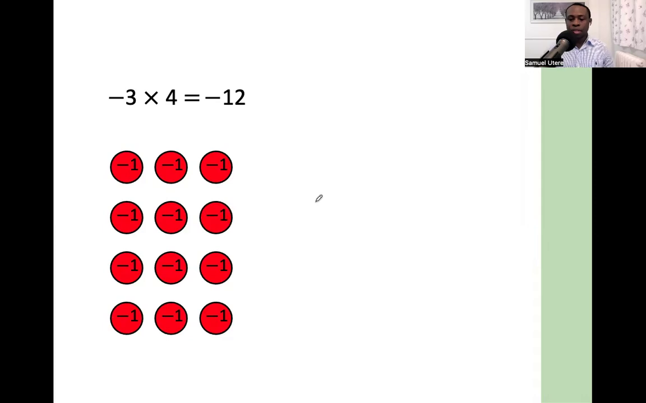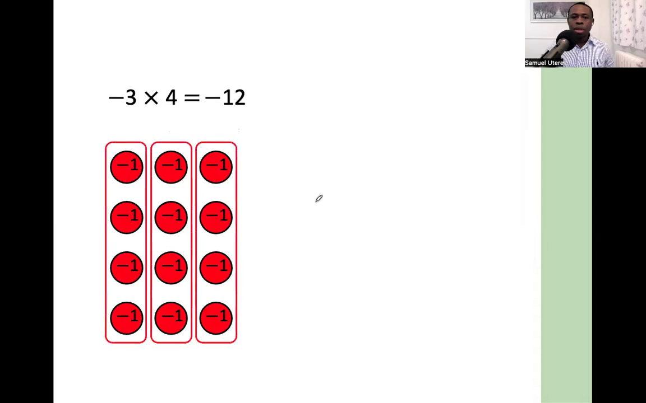Negative 12 counters. But what about this one? You can see that it's represented in a different form. Remember, multiplication is commutative, all right? So not exactly commutative, but we can represent even negative 4 by 3 in a different way. So we could represent it like that as well. But what about this one? How would we represent this using counters?